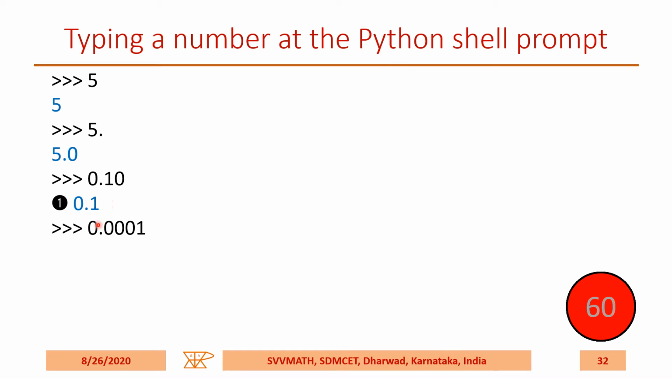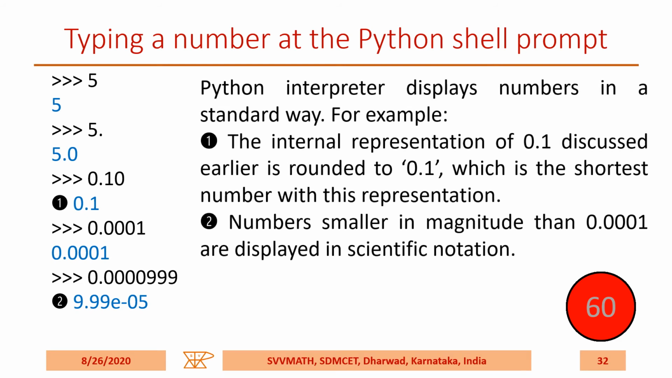Try all these things. If I type 0.0001, what will I get? 0.0001 only. If I type 0.0000999, what will be the answer? I'll get 9.99e-05. Try to read this.